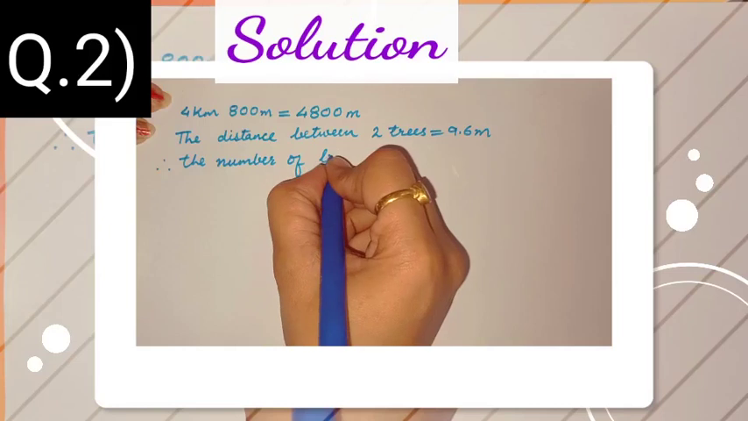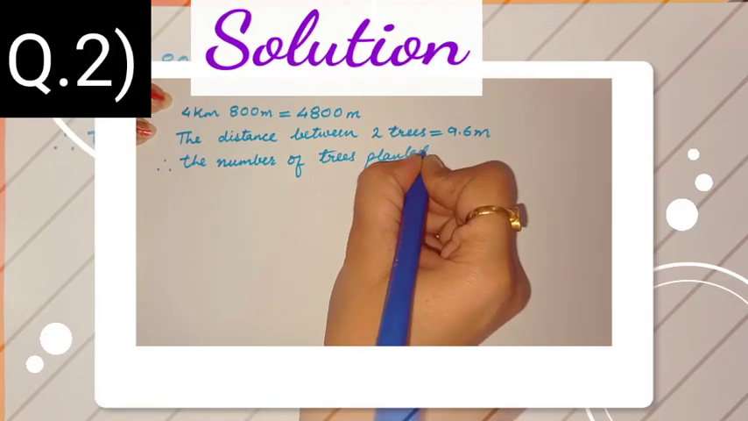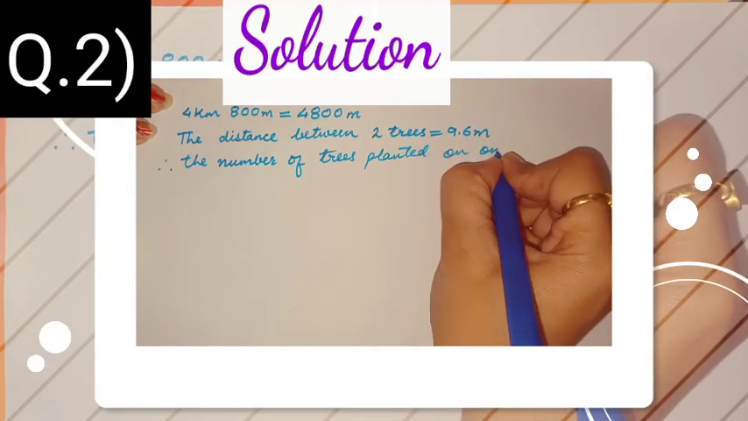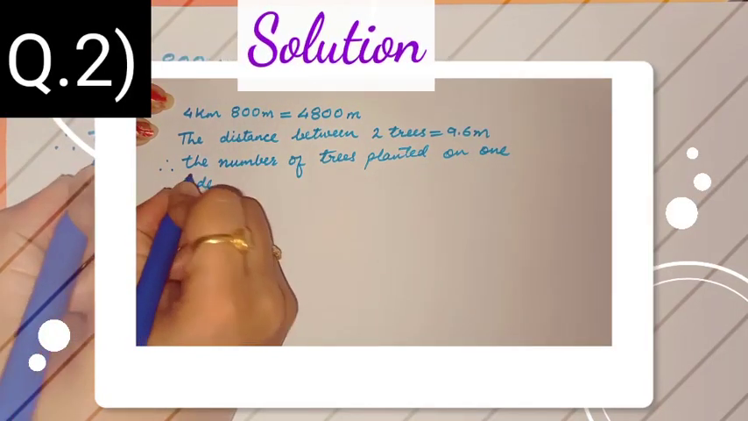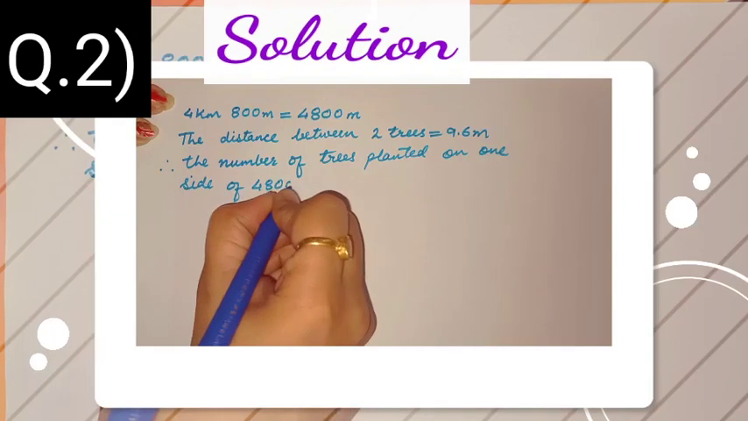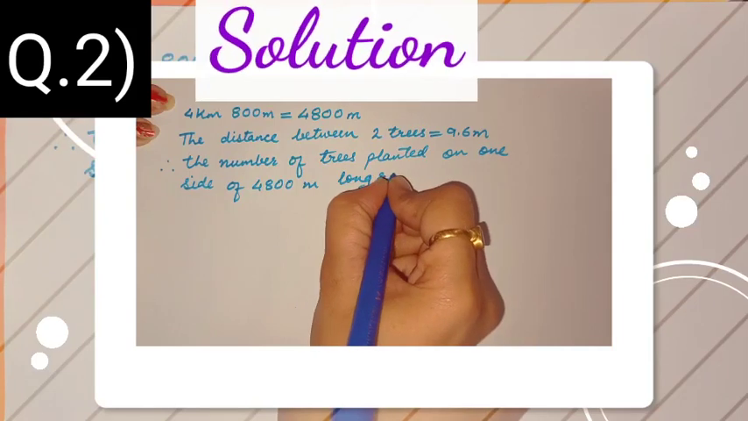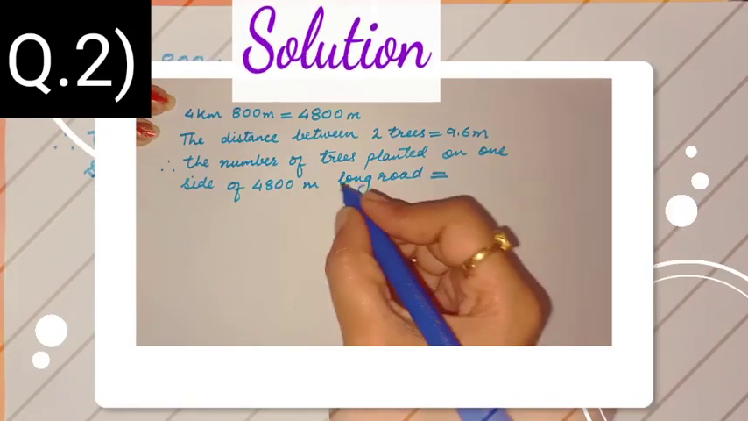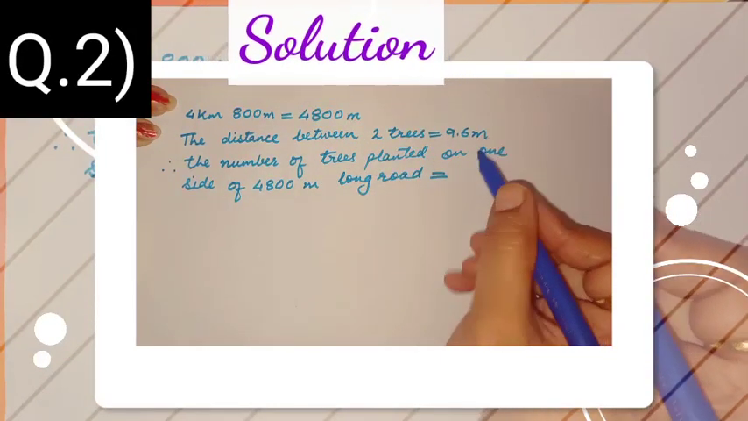Number of trees planted on one side of a 4800 meter long road, how much will it be? What we have to do? 4800 multiplied by 9.6, correct now?